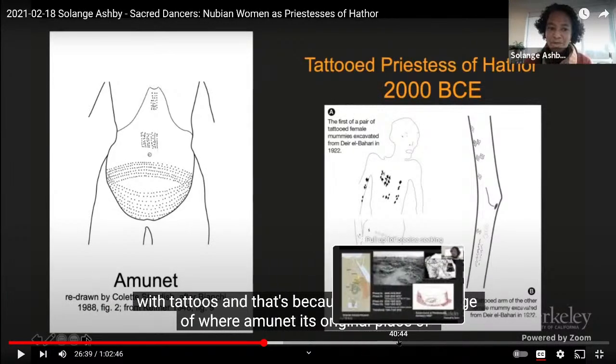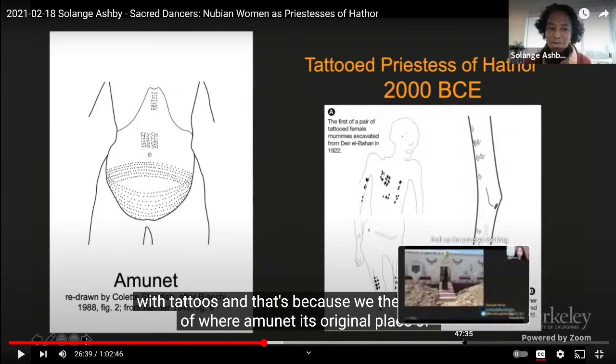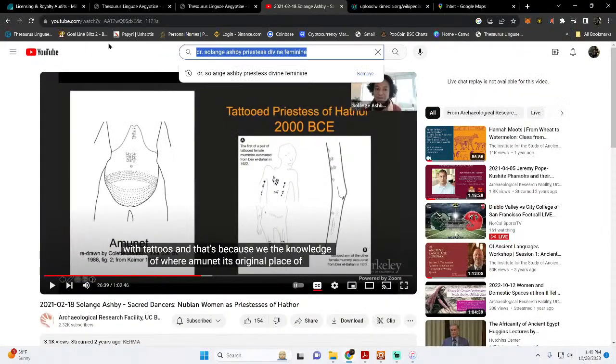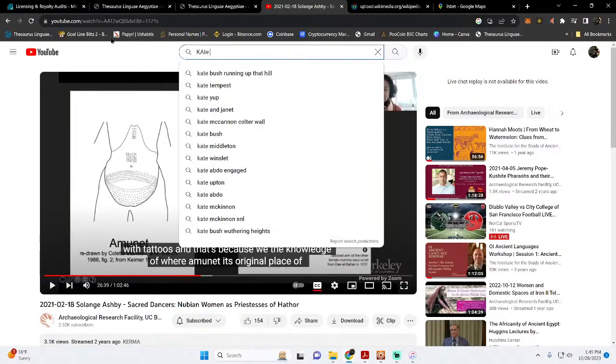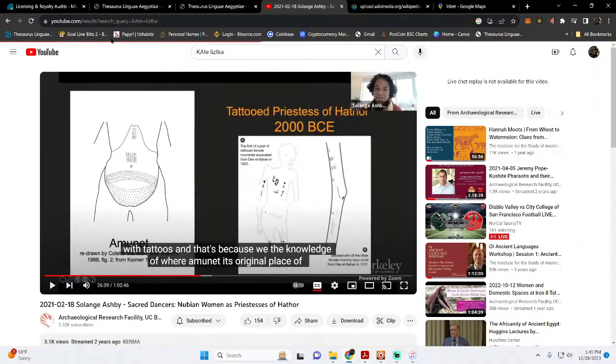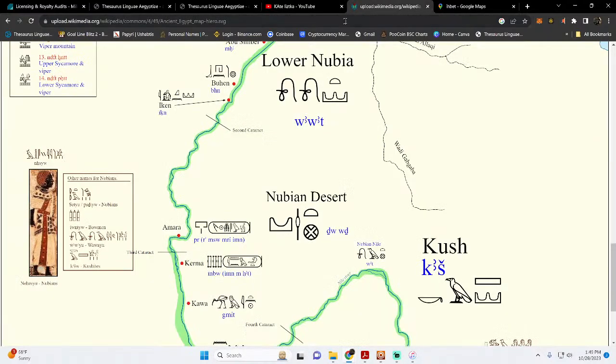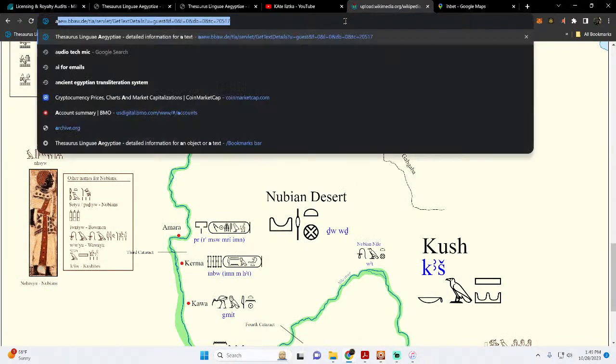So let me talk about her, because Kate Liska might talk about her. Let's see. Her light-skinned homegirl, I'm sorry, I thought she was going to talk about her, is named Abet. So let's go to Ashayet's tomb.